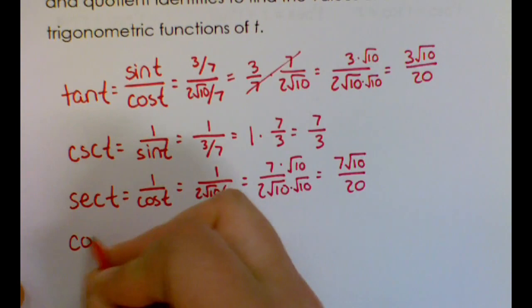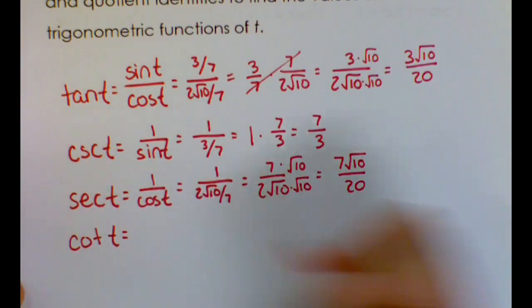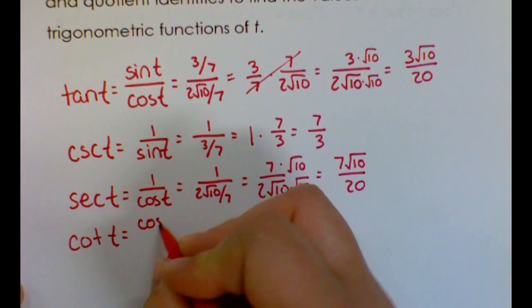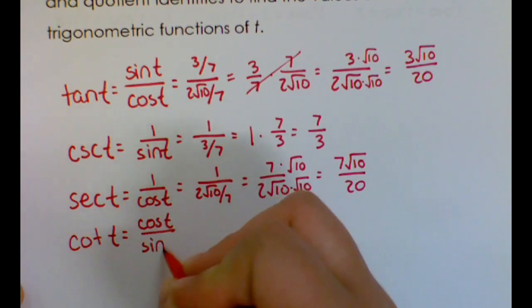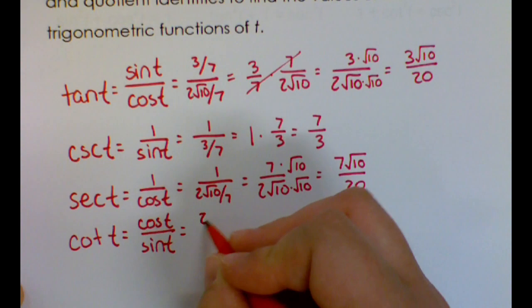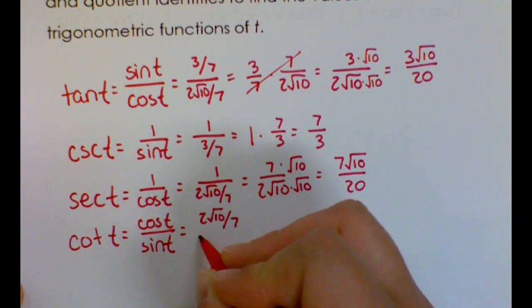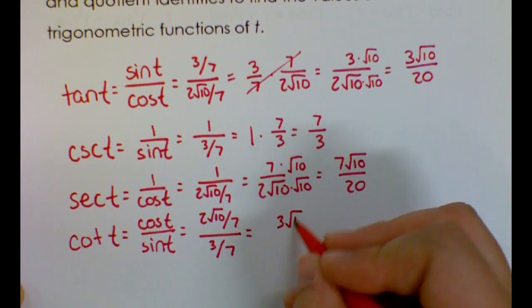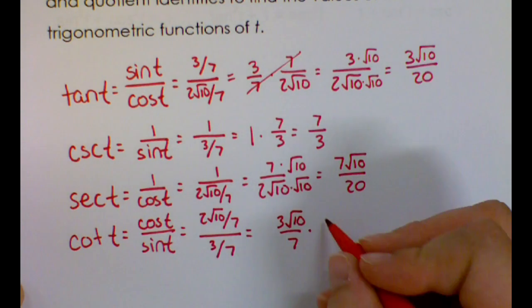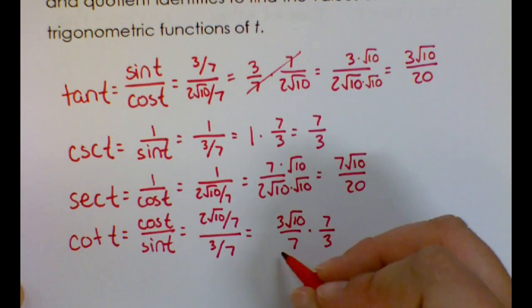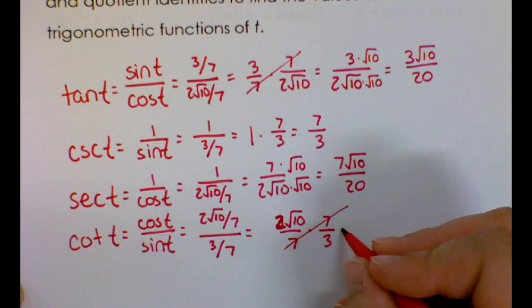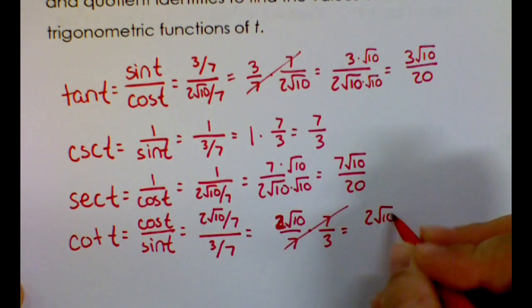And finally, cotangent. Different ways you can do cotangent. I personally would take cosine over sine in this case. Our cosine is 2 square root 10 over 7. Our sine is 3 over 7. And while you may see a shorter way to do this, I'm going to multiply by the reciprocal of the denominator. My 7's cancel. Oops. This is a 2, not a 3. I'm left with 2 square root 10 over 3.